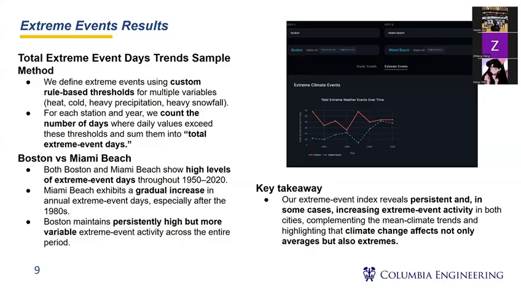Both Boston and Miami Beach show high levels of extreme event days across 1950 to 2020. Miami Beach shows a gradual increase, especially after the 1980s. Boston stays persistently high, but it is more variable year to year. The key takeaway is climate change affects not only daily weather, but also extremes.